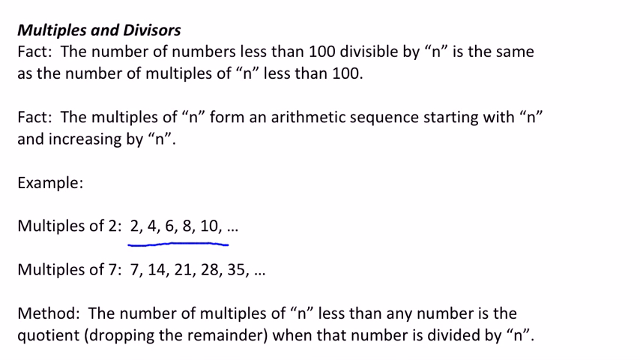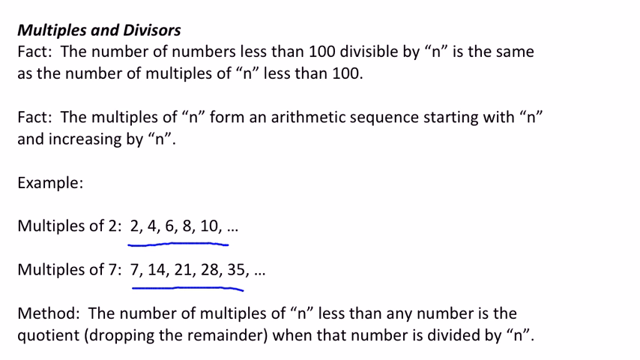The multiples of 2 are just a very simple arithmetic sequence, 2, 4, 6, 8, 10, 12, just counting by 2. If I asked the question, how many numbers less than 100 are divisible by 2, then it's the same as finding all of these multiples of 2. You can see the same thing for 7, it's just an arithmetic sequence.